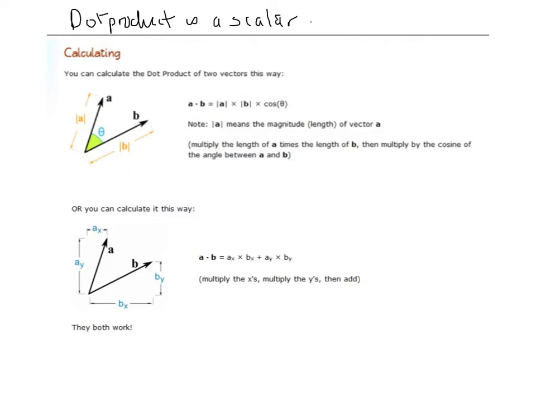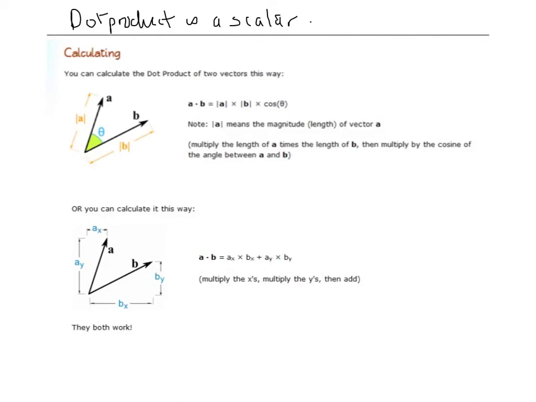One way is to calculate the dot product by taking the magnitude of each of the vectors, A and B. This is the magnitude of A. This is the magnitude of B. Multiplying the magnitudes together times the cosine of the angle between the two vectors. So what you would be given is the component form of vector A and the component form of B and then the angle in between, and then you would use that to find the dot product.